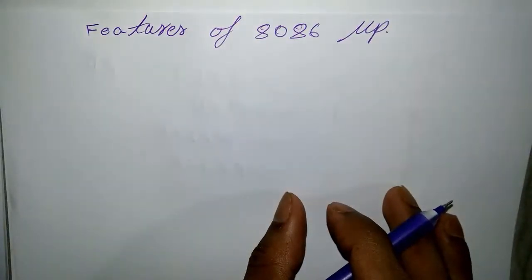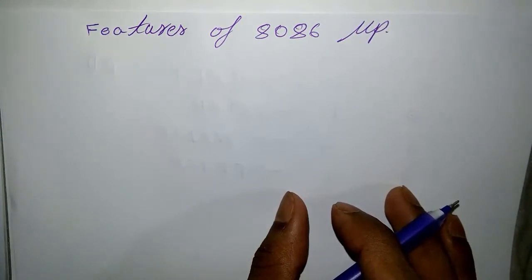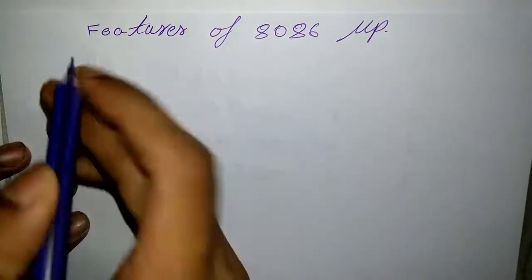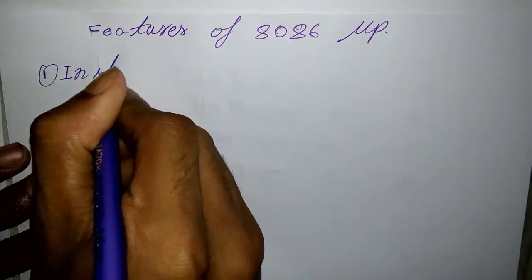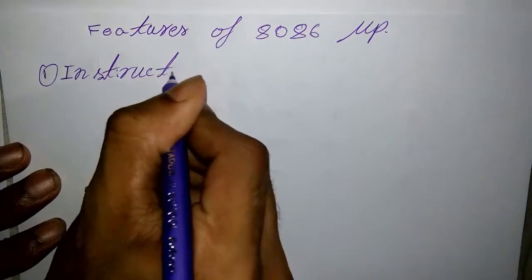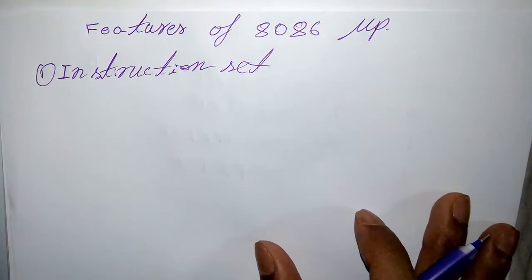Hello viewers, in this tutorial I discuss the features of the 8086 microprocessor. The most prominent features of the 8086 microprocessor are as follows. It has an instruction queue, which is capable of storing 6 instruction bytes from the memory, resulting in faster processing.